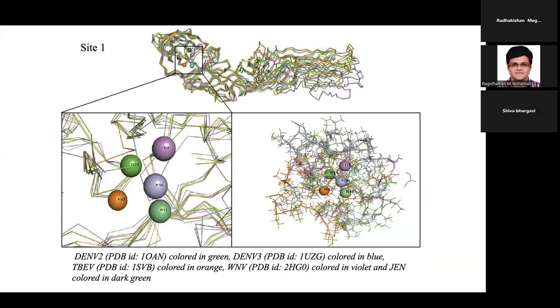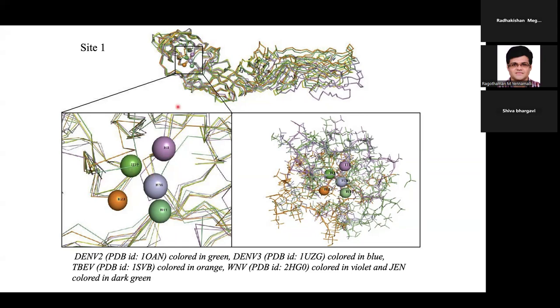When we look at the structure of other flaviviruses and other serotypes of the dengue virus, like dengue viral serotype 3, tick-borne encephalitis virus, West Nile virus, and Japanese encephalitis virus, this is the center of mass of those cavities in all the other proteins. And when we compare those structures, we see them all having pretty good structural superposition. And the distances between the centers of mass of these cavities are not very far.